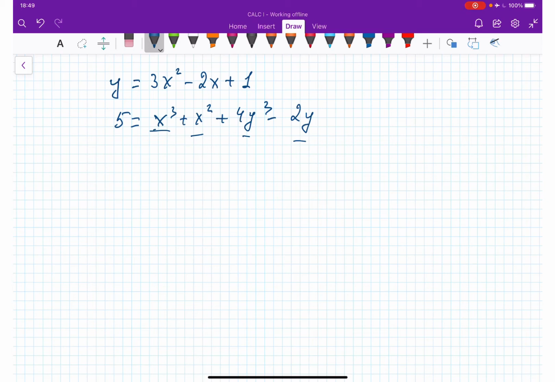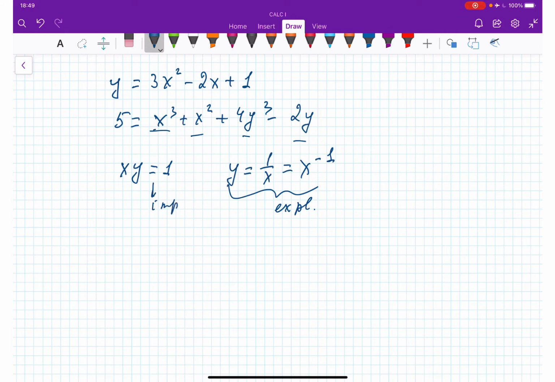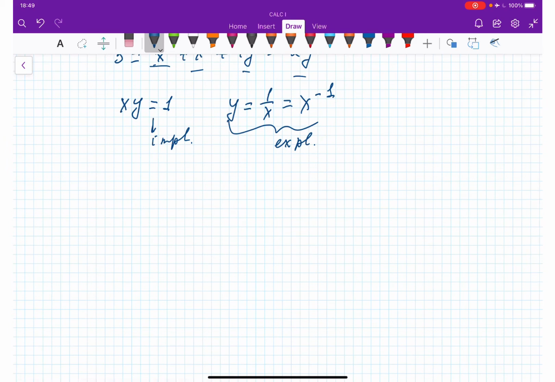Now, if I write down xy is equal to 1, this is going to be implicit form. But the same equation I can write in the form of y equals 1 over x, or I can write it in the form x to the power of negative 1. So this will be explicit, and this is implicit form. All right?